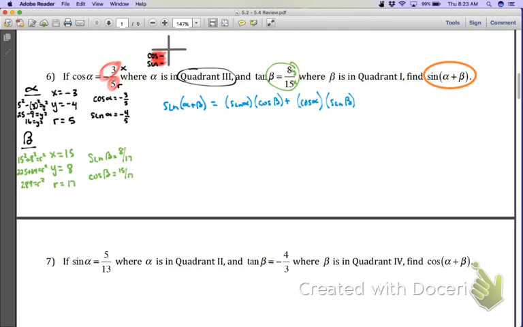Now it just becomes plugging my values in. Instead of sine of alpha, I'm going to write negative 4/5. Instead of cosine of beta, I'm going to write 15/17. Instead of cosine of alpha, I'm going to have the negative 3/5 that they gave me. And instead of sine of beta, I'm going to have 8/17.